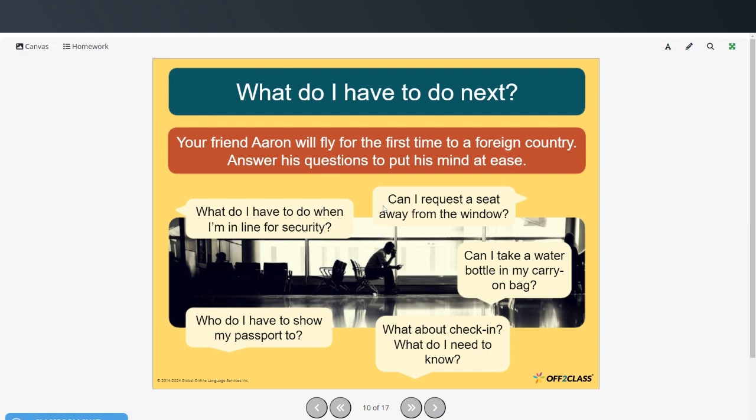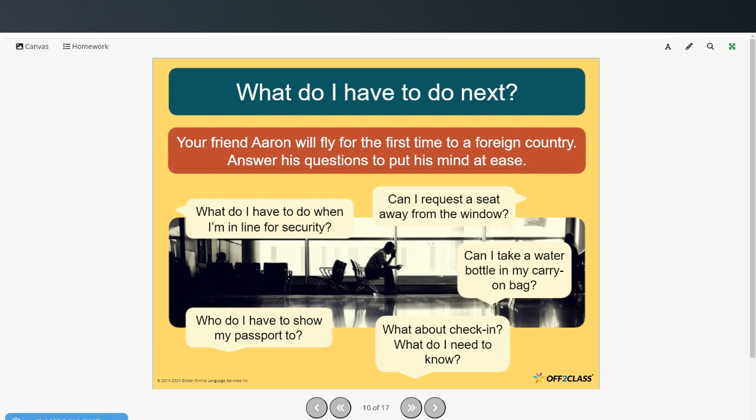Can I request a seat away from the window? Yes, but he would need to do that at check-in. He can't do that at security. Can I take a water bottle in my carry-on bag? You cannot. You can take an empty water bottle, but you cannot take a full water bottle through security. However, you can buy water on the other side after you go through security.